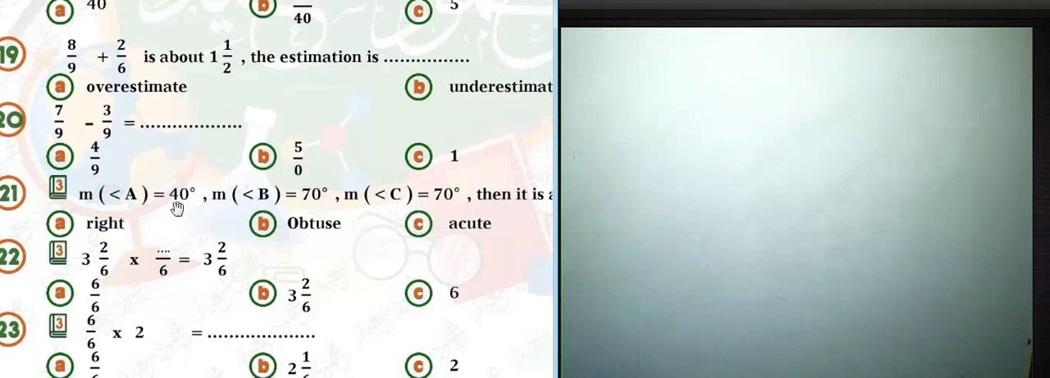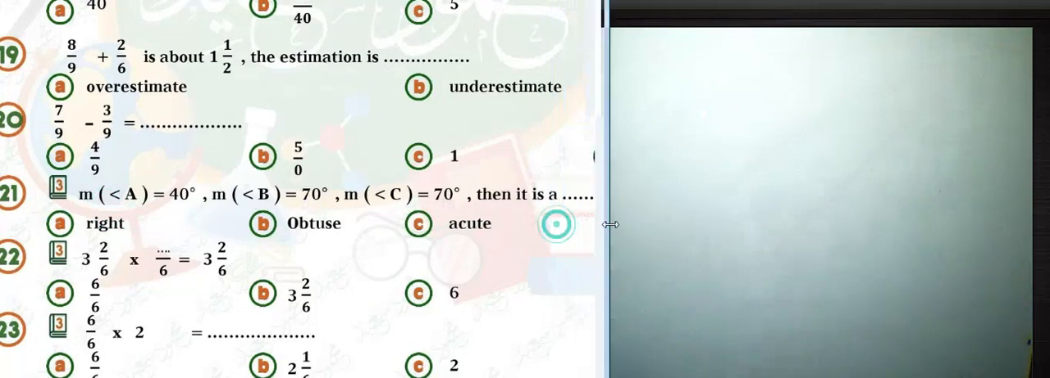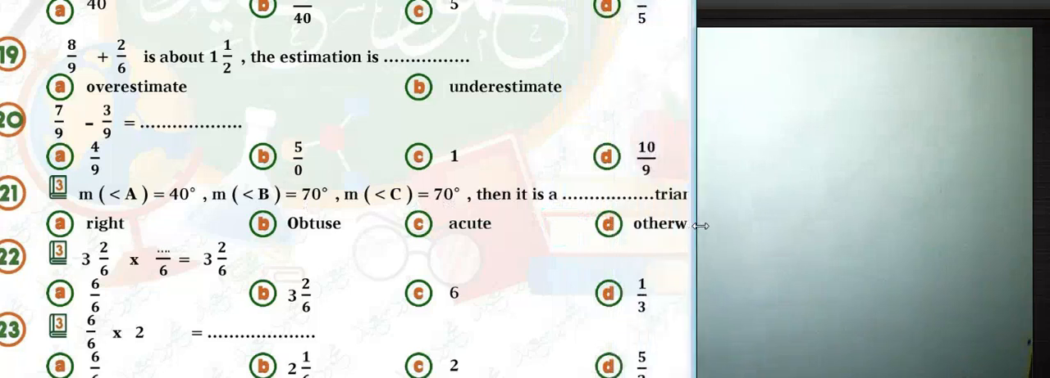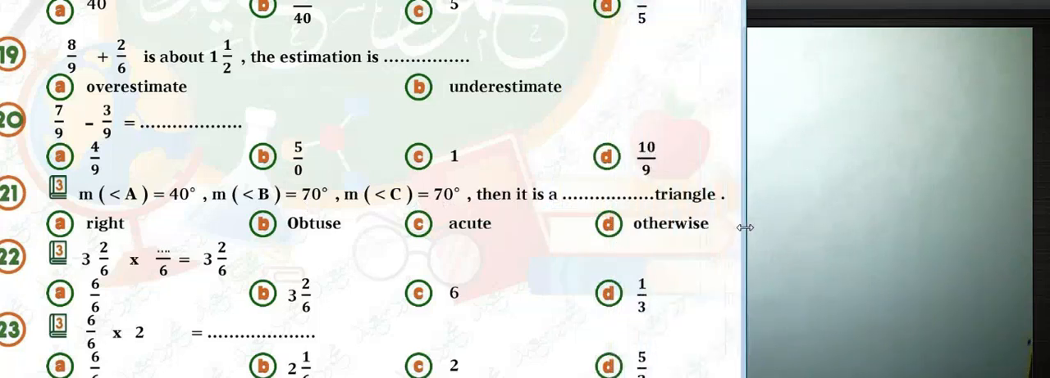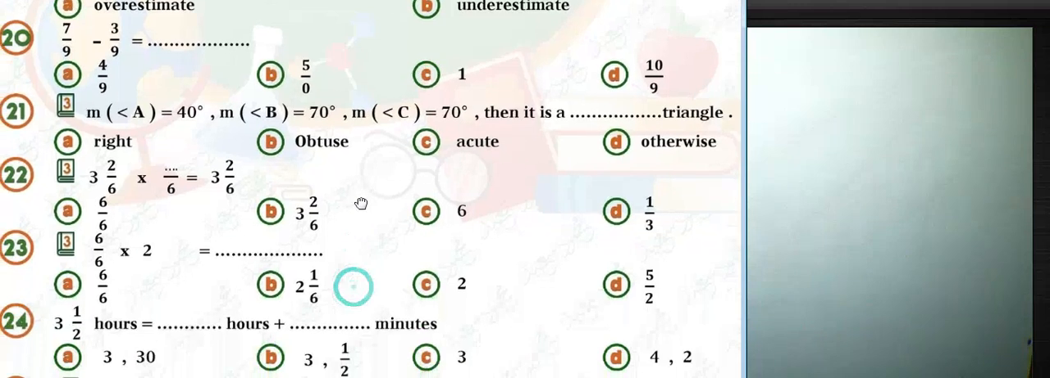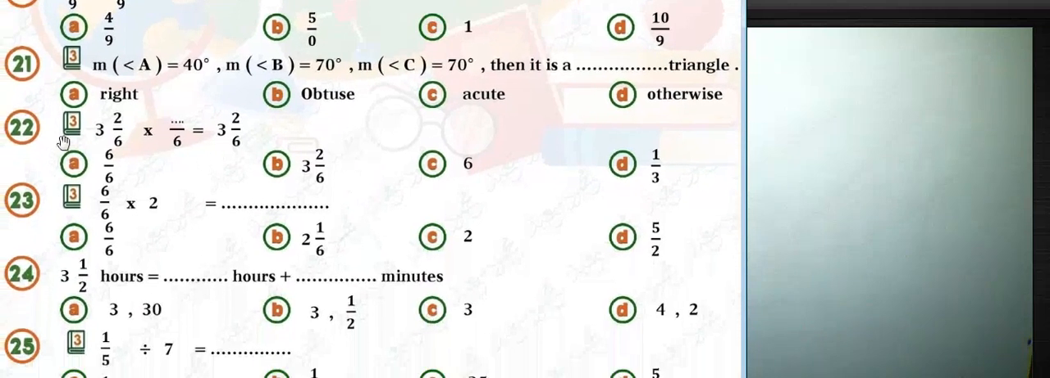Question 21. If the measure of angle A equals 40 degrees, the measure of angle B equals 70, and the measure of angle C equals 70 degrees, then it's a space triangle. We have 40, 70 and 70. All angles here, the measure of them is less than 90 degrees, so all angles here are acute. So this triangle will be an acute triangle. Choose letter C.